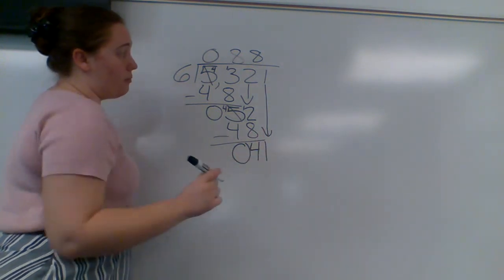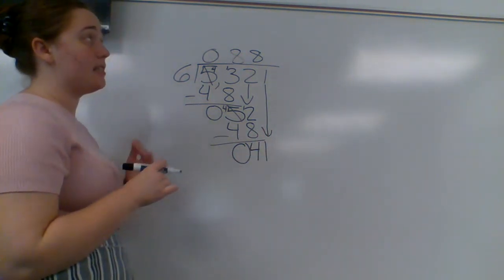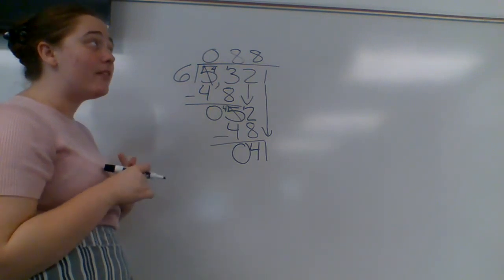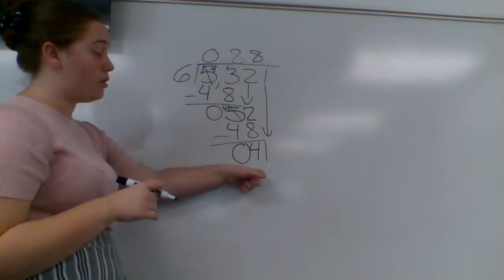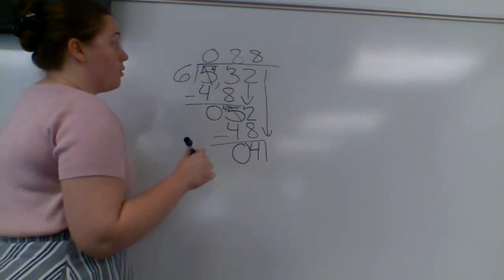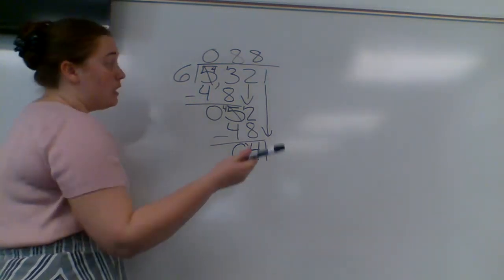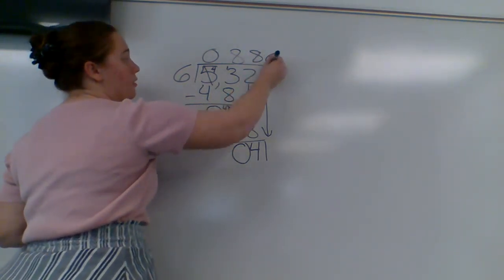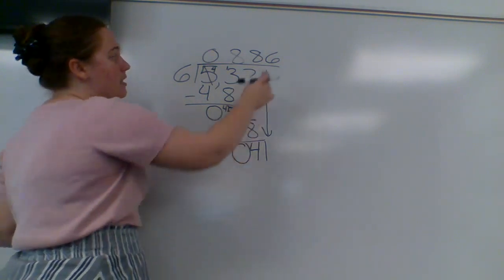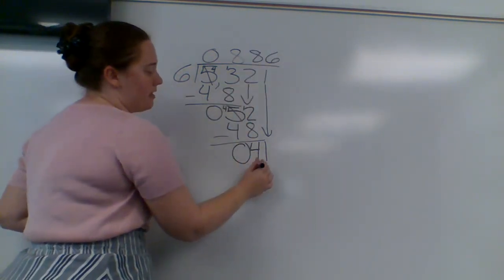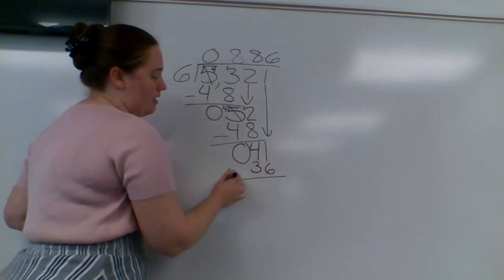6 will go into 41. Well, 6 times 6 is 36. 6 times 7 is 42. 42 would be too big. So 6 times 6 it is. So 6 will go into 41 6 times. 6 times 6 we just said is 36.